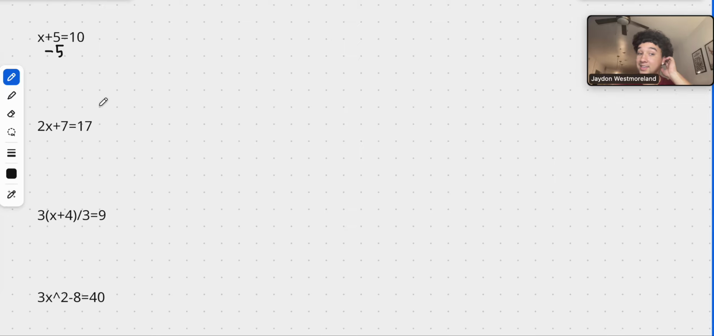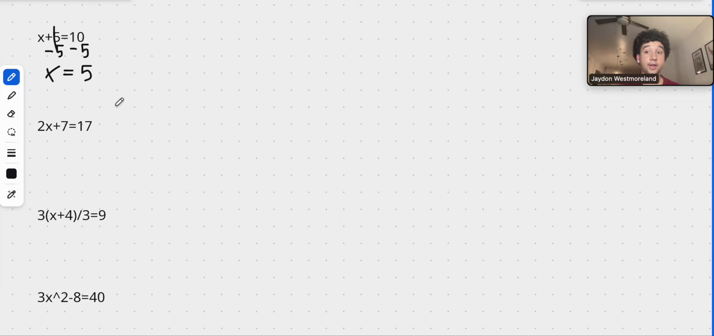Now, again, this is an equation, meaning that these things have to be equal to each other. So I can't just subtract 5 on one side. That also means I have to subtract 5 on the other side. So I'm going to do that over here as well. Now 5 minus 5, these cancel out, so that's just going to be equal to x. And then 10 minus 5, that equals 5.